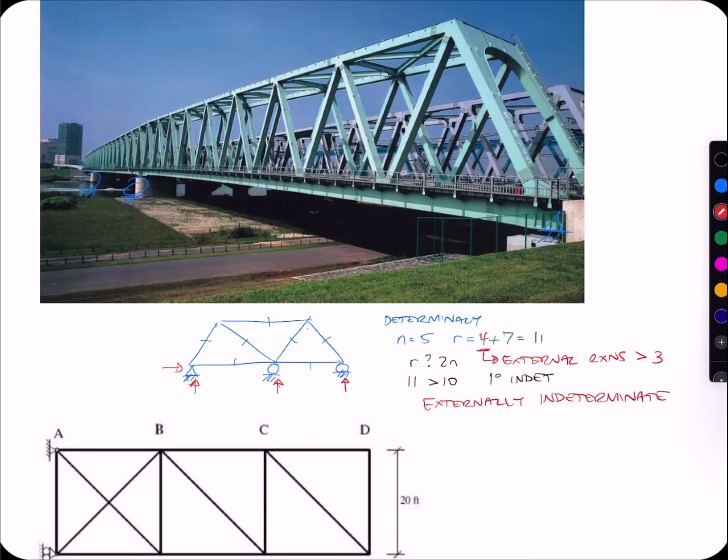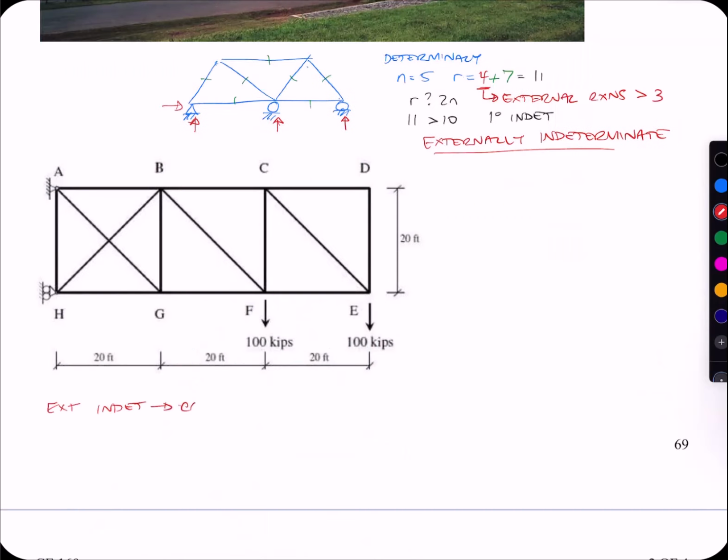And just like our beams, where we took off a redundant reaction and put a unit load back in its place, that's exactly how we're going to deal with the indeterminacy for that type of truss. Externally indeterminate, we cannot use equilibrium to find external reactions. Just like we saw with the beams, we're going to have to take off a support, put a unit load back in its place, calculate some deflection, and we'll be able to find that additional reaction or more.